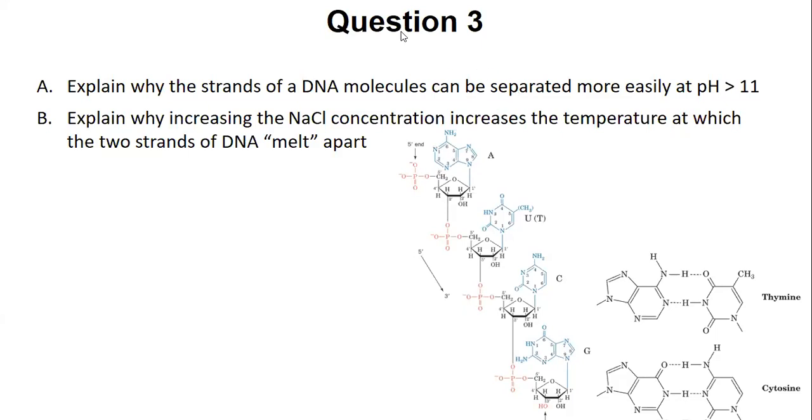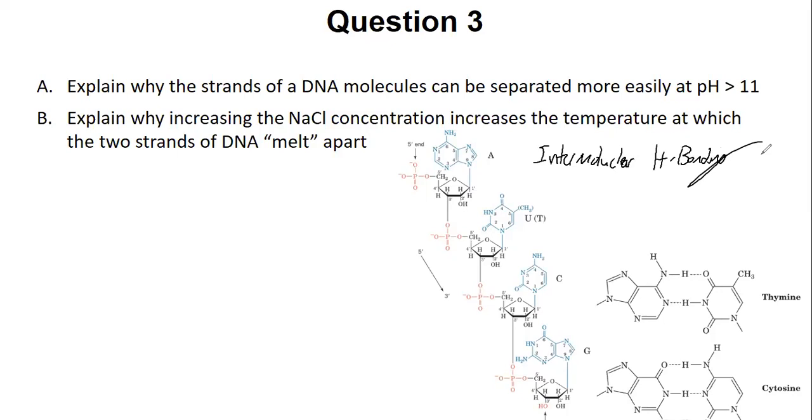So hydrogen bonds are what keep double helix DNA together. As your solution becomes more basic, the bases themselves lose hydrogens and they can't hydrogen bond anymore. So it's breaking the intermolecular H bonding.